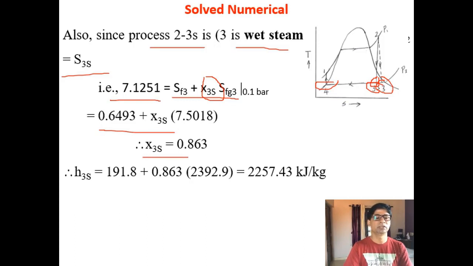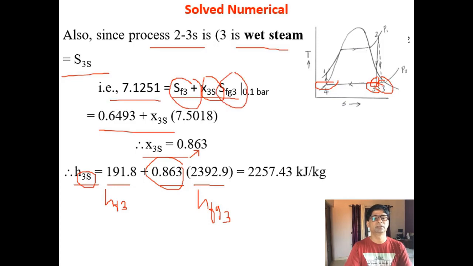0.863, and using the H3s formula. So what is H3s? HF3 plus X3s into HFG3. Same formula as H3, but here also the suffix is 3s. Here also this is X3s, this is HF3, and this is HFG3. Here also this is SF3 and this is SFG3.